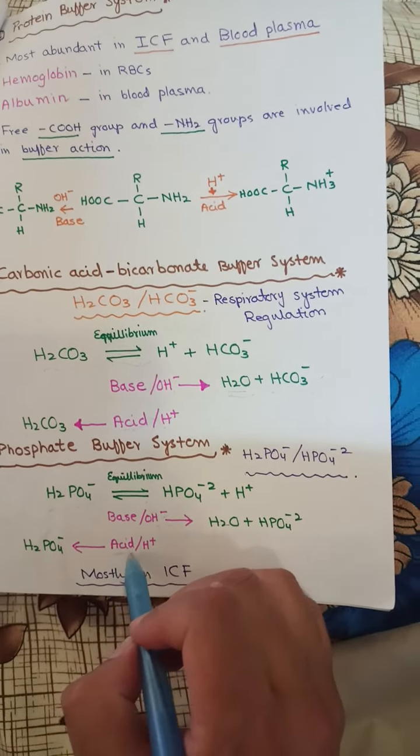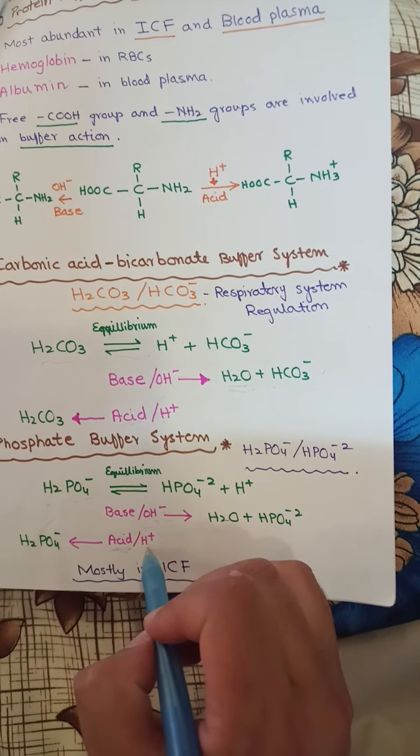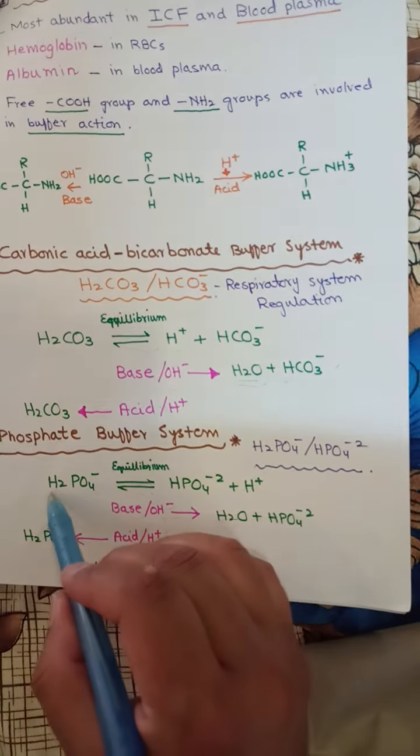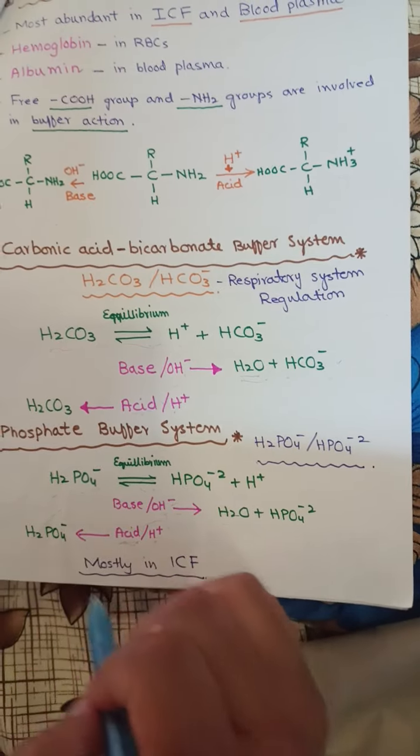Similarly, when acidic conditions increase, like hydrogen ions increase, then the system will shift towards the left side and more phosphate or phosphoric acid is formed. So it occurs mostly in extracellular fluids.